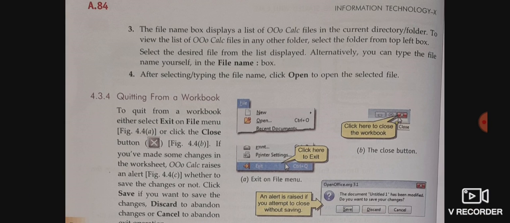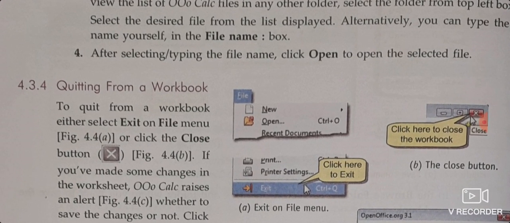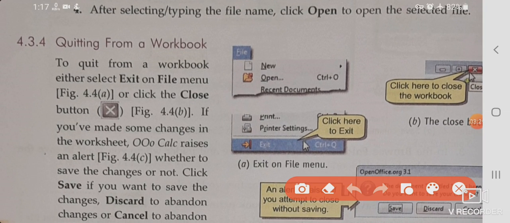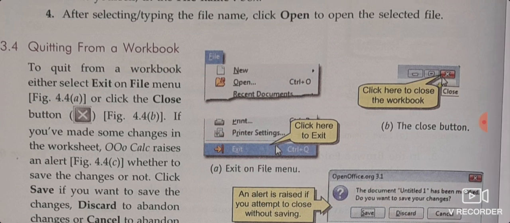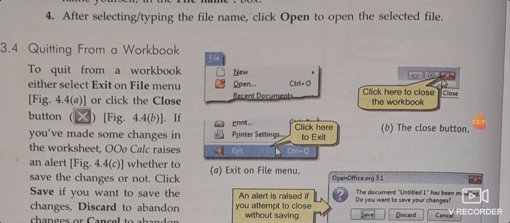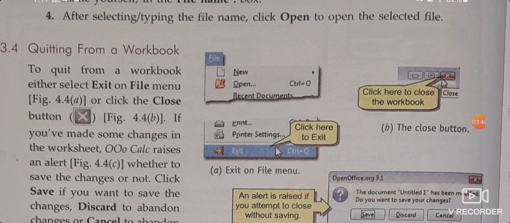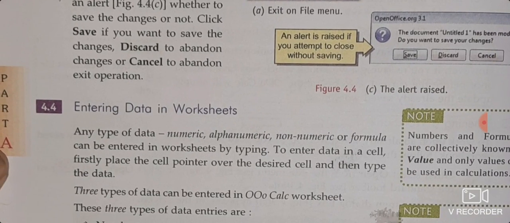Now if you want to quit the file, you can see, you will again go to File, and at the bottom you will find this Exit button. With the help of this Exit button, you can close the file. And see that the Excel file has this button also. By pressing this also, the file will get closed.